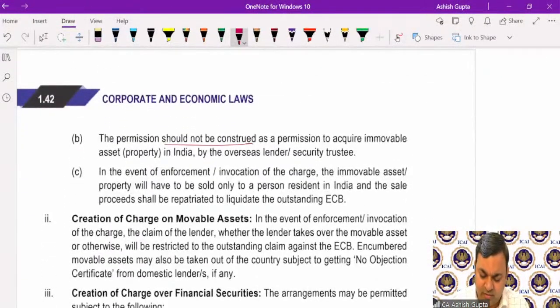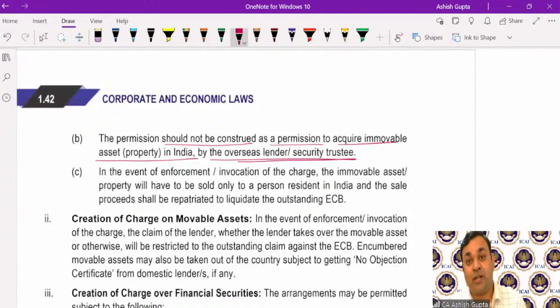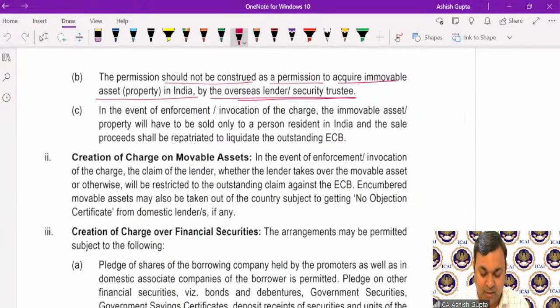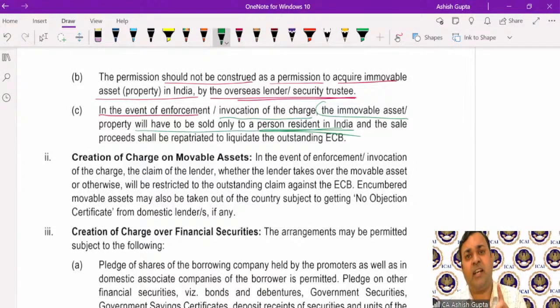The permission should not be construed as a permission to acquire immovable property assets in India, because ECBs are strictly prohibited as end use in real estate activity. So that point is important: the permission will not be construed as permission to acquire immovable property. You can only create a charge on that immovable property, but the foreign entity is not able to invest in the immovable property. In the event of enforcement or invocation of charge, the immovable property will have to be sold only to a person resident in India. Now you can relate both the points. In the end use point, that is specifically restricted: ECB cannot be used for the purpose of real estate activity.